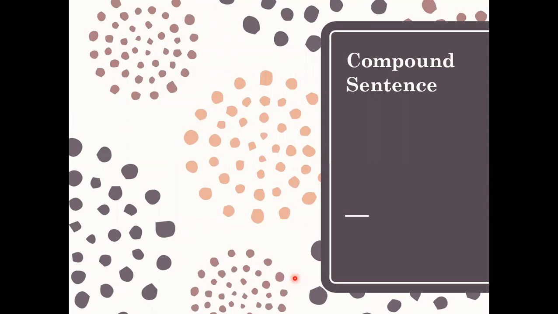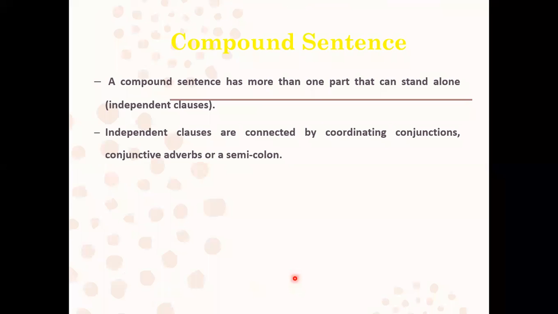After that, we have to learn something about the compound sentence. A compound sentence has more than one part that can stand alone, independent clauses. In the previous kind, the simple sentence, we learned that a simple sentence is made of one clause. There will always be one clause in the simple sentence.